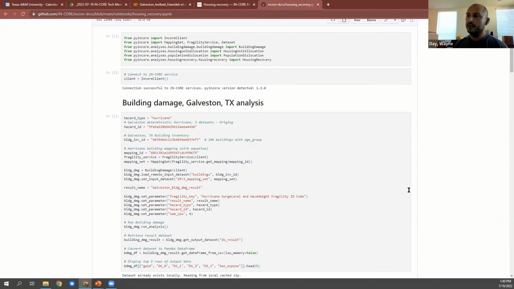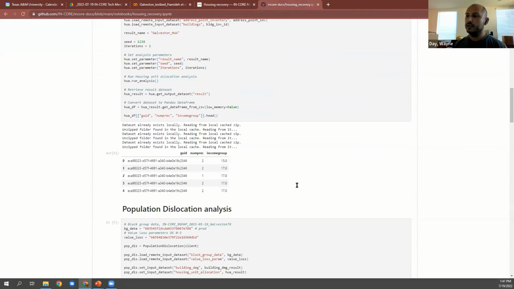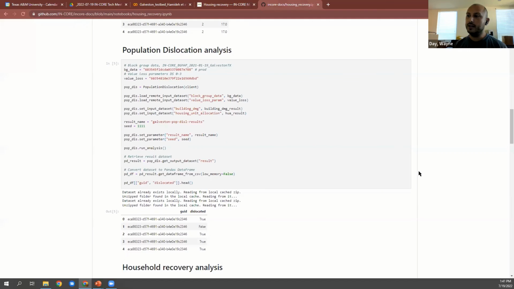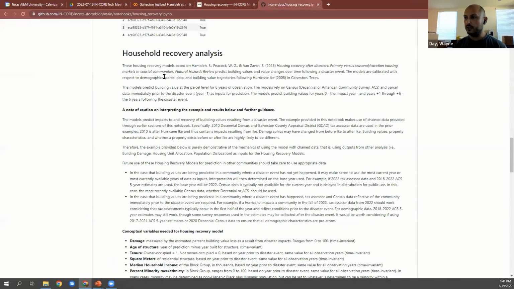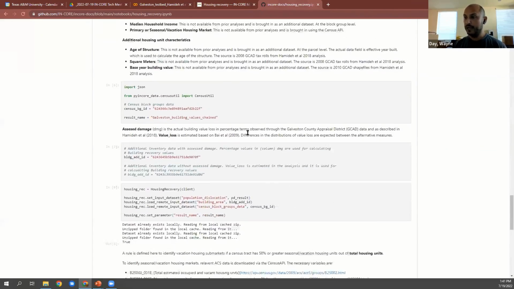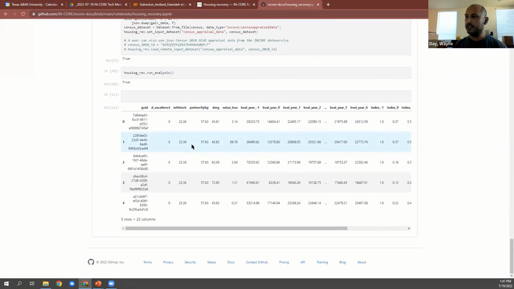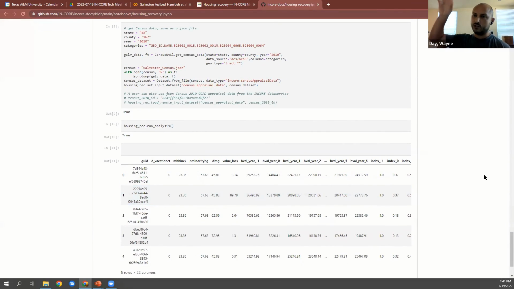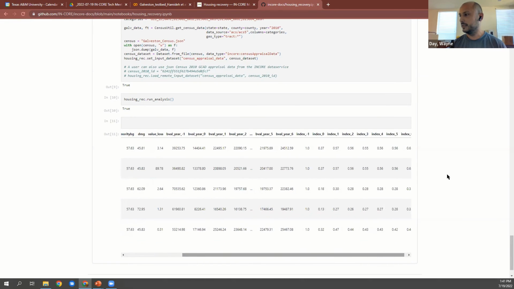Again, you've got the building damage, the housing unit allocation, and the population dislocation analysis, because we need the population dislocation result to feed into the housing recovery analysis. And then these sections of code take everything that I showed, those hundreds of lines, and shrink it down and make it much simpler. And that's a nice thing.